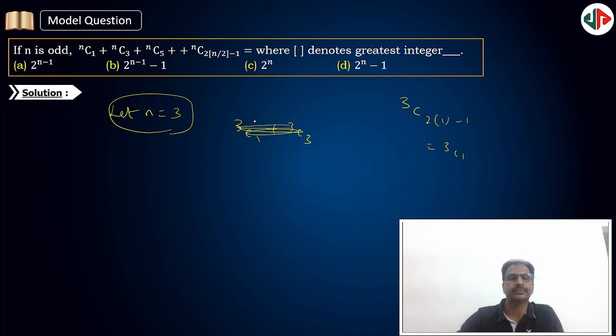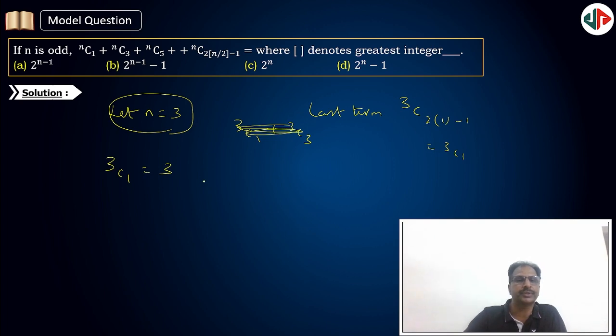One second. I took n as 3. What will be the last term when n is 3? 3C of (2 into step of 3 by 2, which is 1.5, step of 1.5 is 1), so 2 into 1, 2 minus 1. So the last term will be 3C1. So the given expression becomes 3C1, which is 3.